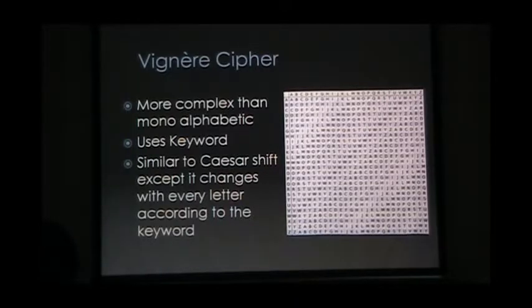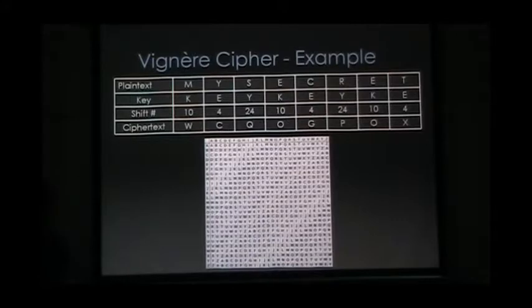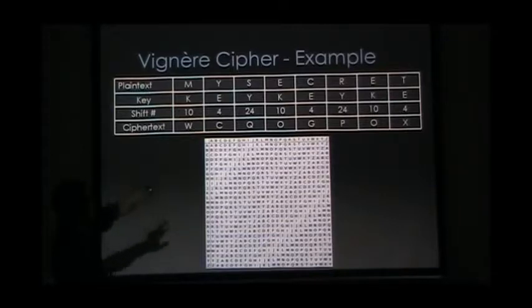So here's the example. If the plain text was MY SECRET, and again our keyword is KEY, you see how they just keep repeating it right under there. That K equates to a shift of 10, so for that particular letter they're using a Caesar shift of 10, which translates to a W. And then E translates to a shift of 4, which will end up being a C, and so you kind of get it, right?